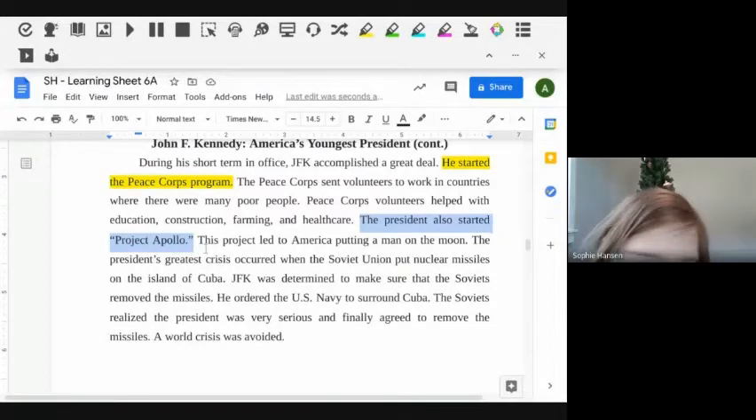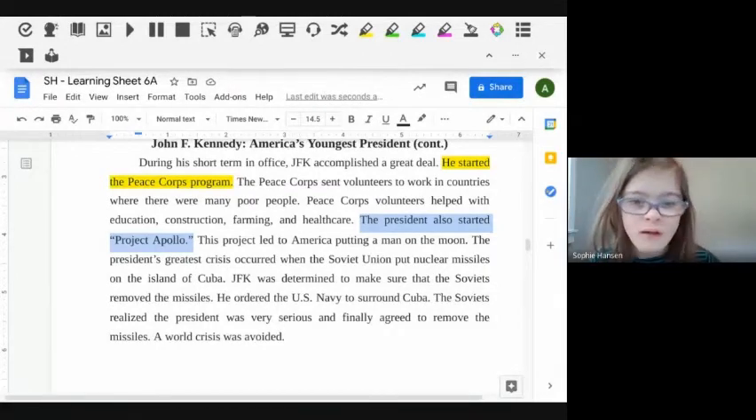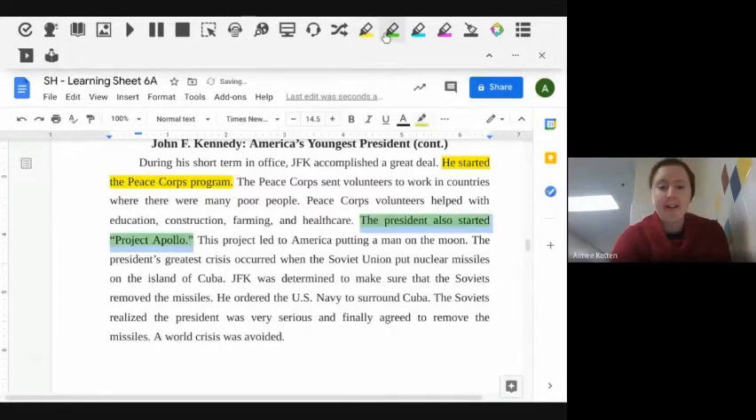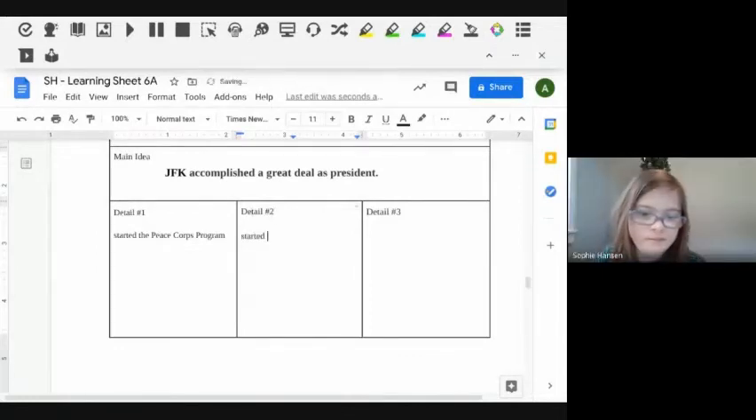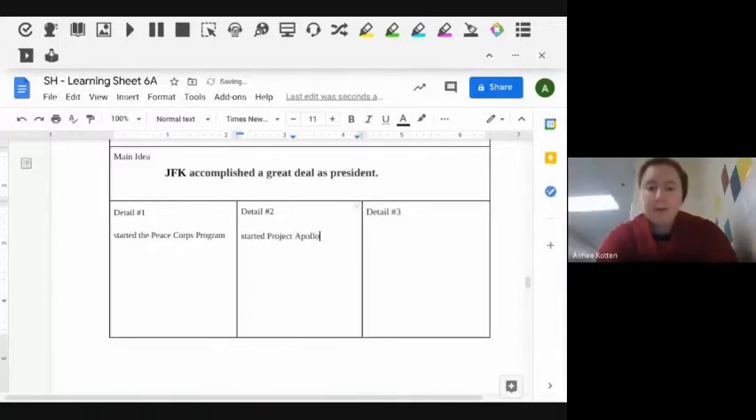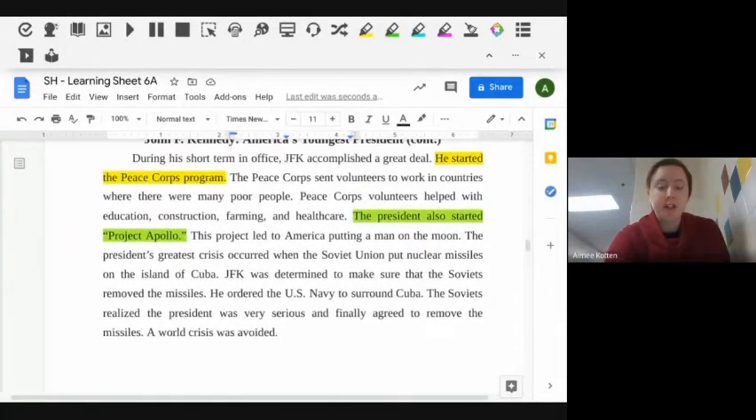Yes, I see it. What color should we highlight that? Let's do green. Okay. So we'll put down that he started Project Apollo. And so this was a project that led to America putting a man on the moon. What do you think of that?